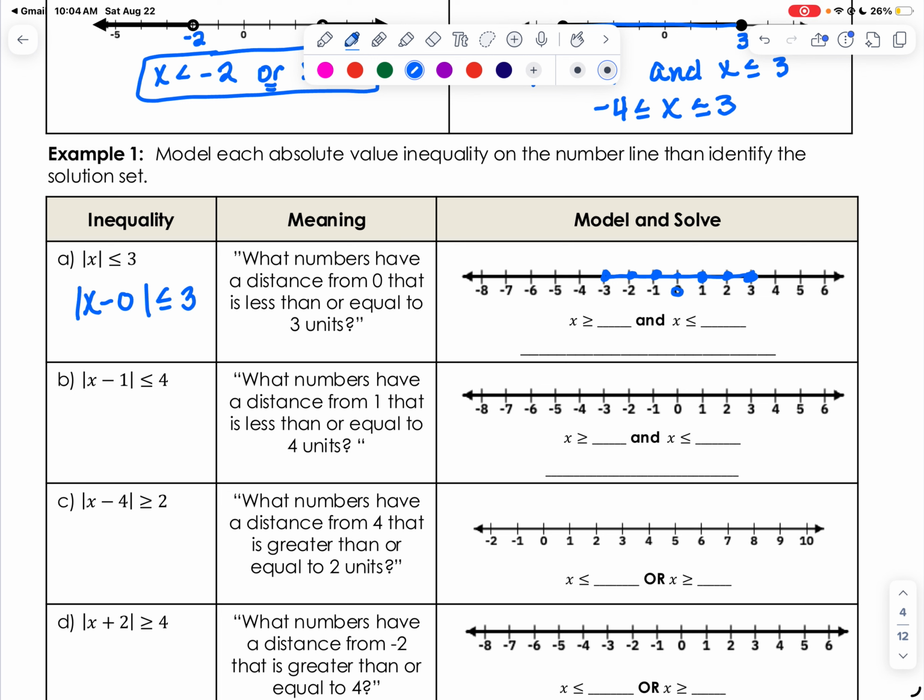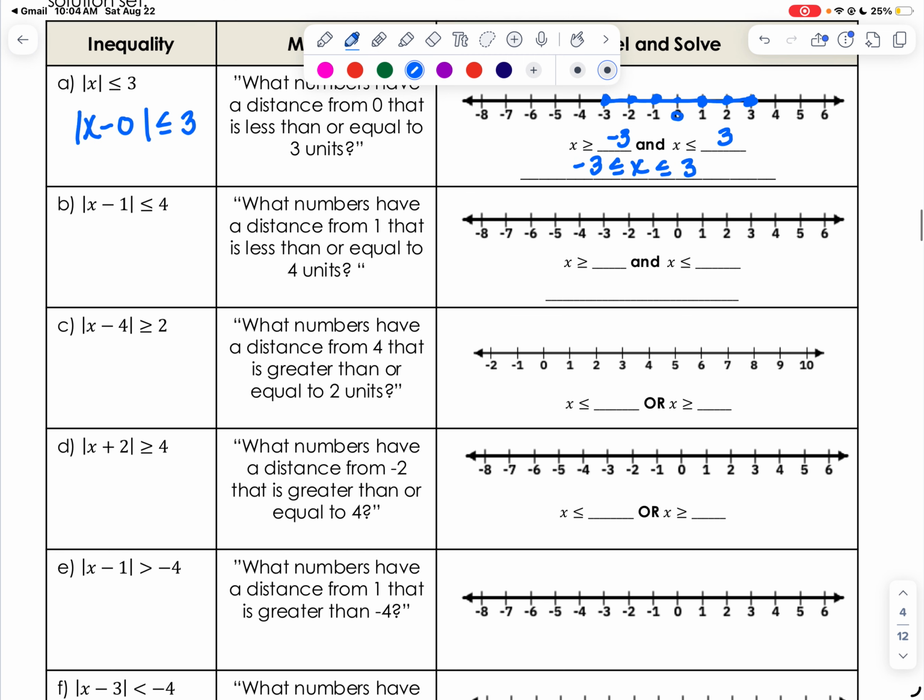Now we can write this as an "and" statement by saying x is greater than or equal to -3 and x is less than or equal to +3. Or we could write it like this: -3 less than or equal to x less than or equal to 3. So all the numbers that are bigger than -3 but less than or equal to 3 have a distance that's less than or equal to 3 units from 0.